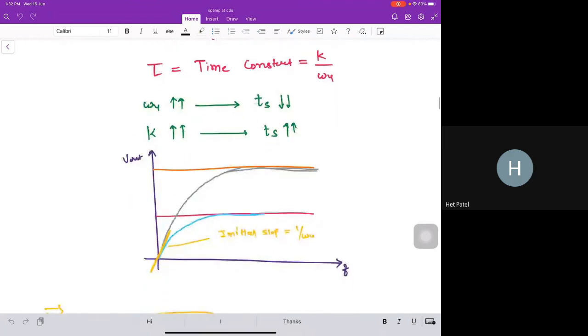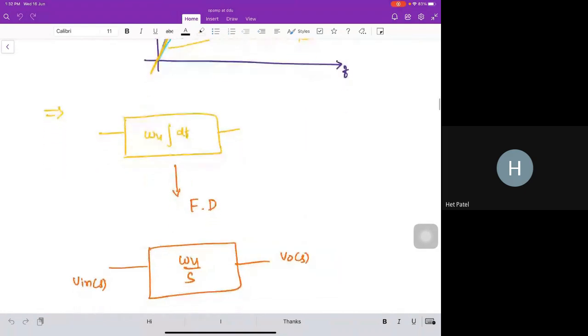In the figure you can see the gray one is reaching the output with the higher gain, and the blue one is reaching the output with the lower gain. The initial slope is the same for both because it's the property of the integrator. We are using the same integrator. But for different values of the gain k, I am getting a different settling time. That is a key thing that I want you to focus on.